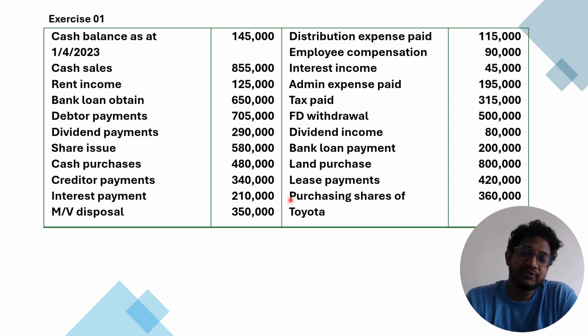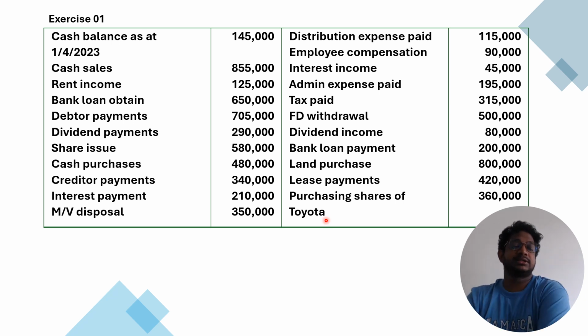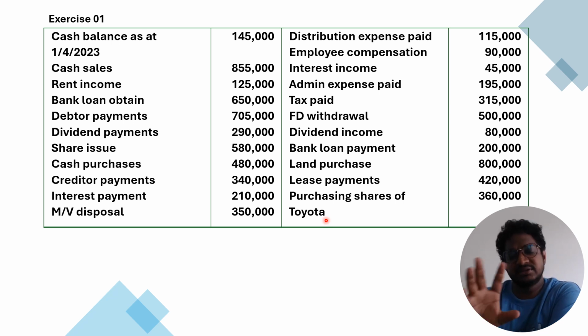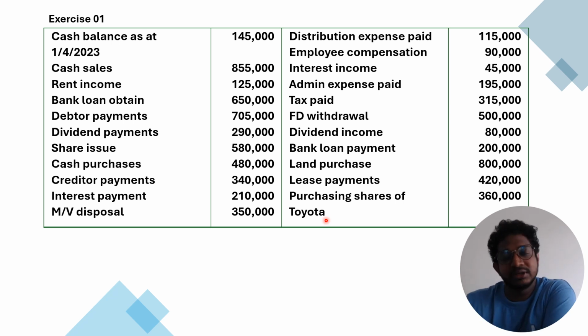And purchasing shares of Toyota. So here, you are getting dividend income from these shares of Toyota. So this purchase you should record under investing activities as cash outflow. So that's it for exercise number one. These three are the simple exercises without adjustments. You have to just pick the cash inflows and outflows and then record in your format in the right place. Let's go for exercise number two.